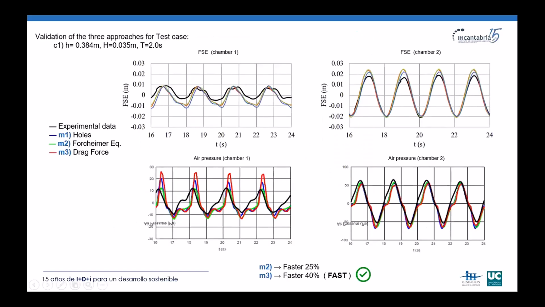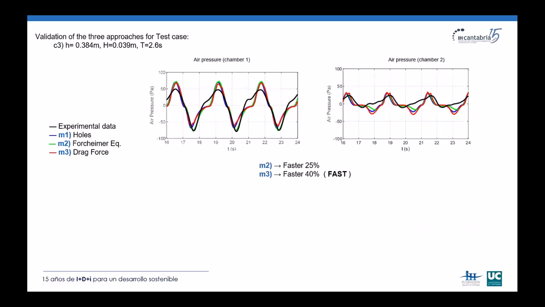So for the first case, these are regular waves: water depth of 0.384 meters, wave height of 0.075 meters, period of 2 seconds. I'm going to be plotting free surface elevation on top and air pressure below. This is for chamber 1 and for chamber 2. Through the whole work, experimental data is going to be the black lines, and then I'm going to be plotting the first, the second, and third approach. So we can see that we have a good agreement between all of them. And what is really important is that with the second approach, we have reduced the simulation time by 25%, and with the third approach by 40%.